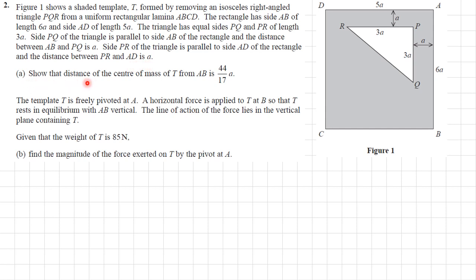Part a, show that the distance of the centre of mass of T from AB is 44 over 17 a.